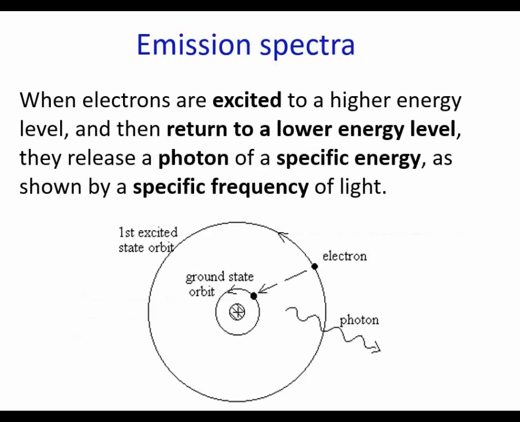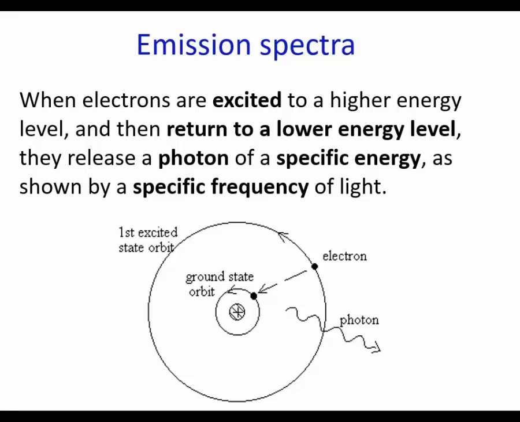Going back to spectra now, when an electron is excited, it goes to an excited energy state, to a higher energy level, and then when it goes back down, it releases that energy in the form of a photon, and this can be different types of electromagnetic wavelengths. It doesn't have to be light.